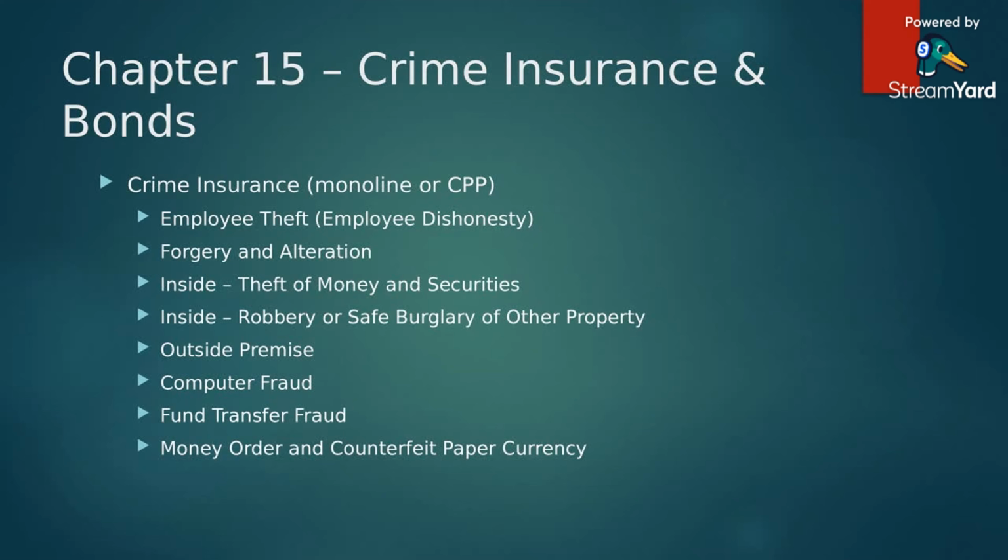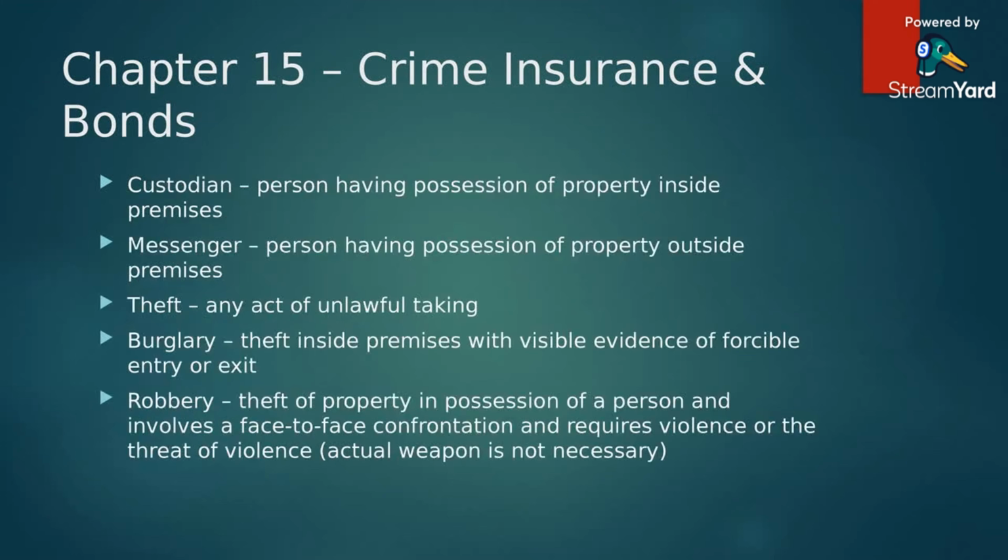So a couple definitions that we need to go over here at the beginning. Custodian, this is any person that has possession of the property inside of a premise. A messenger, this is going to be a person that has possession of property outside the premise. Remember, theft is going to be defined as any unlawful act of taking that is without the owner's consent and includes the crimes of burglary, robbery, forgery, and other crimes.